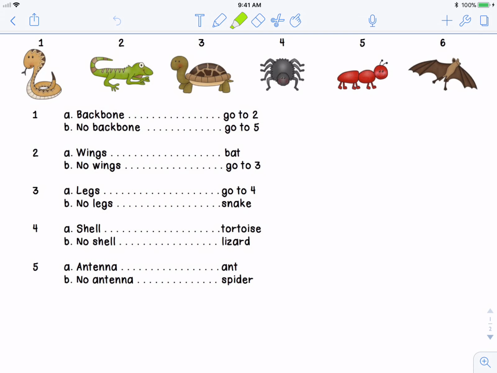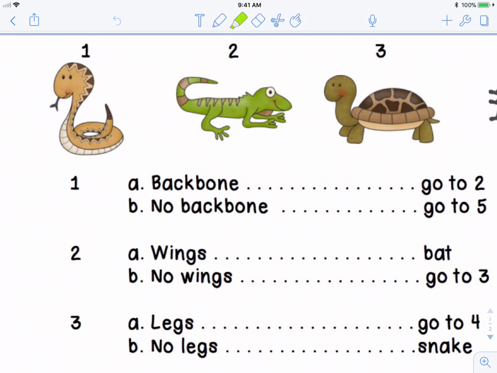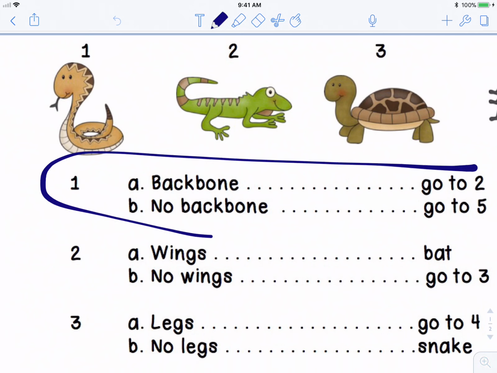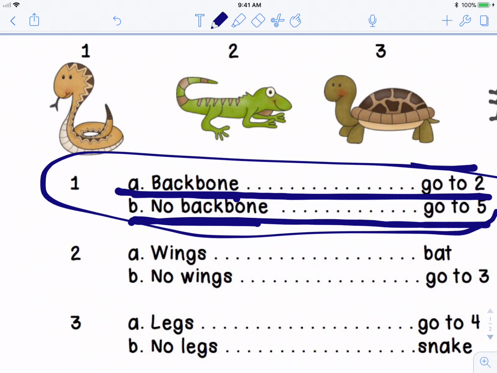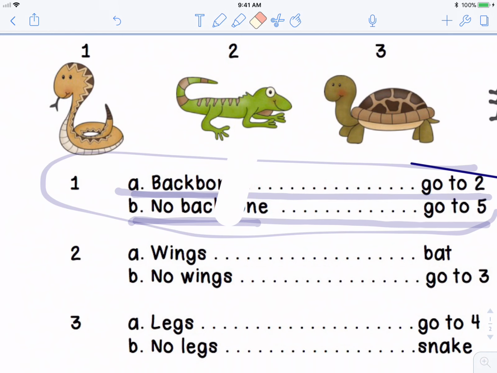Okay, dichotomous keys are set up looking at pairs of questions. So here we have our first pair of questions. Okay, so our questions all have 2 choices. So the first one says, do we have a backbone or do we have no backbone? And depending on which one you choose, it'll take you to different answers. So if we have a backbone, then we're going to go to question number 2 next. If we don't have a backbone, then we're going to go to question number 5 next. Okay.